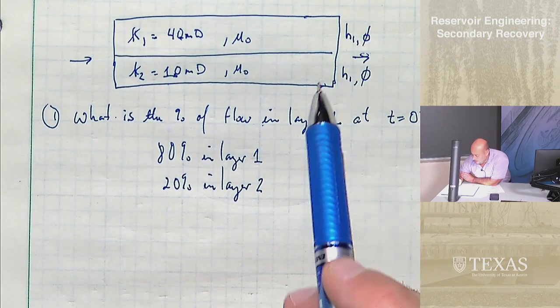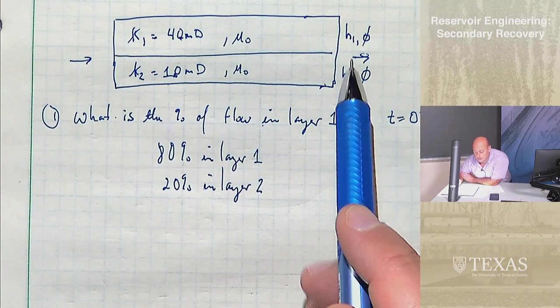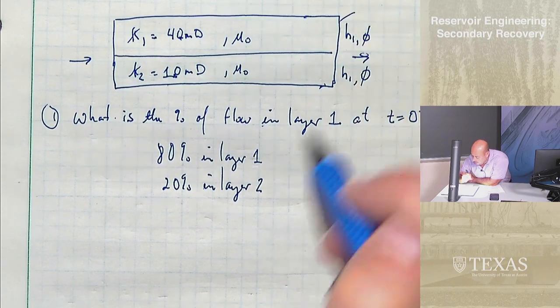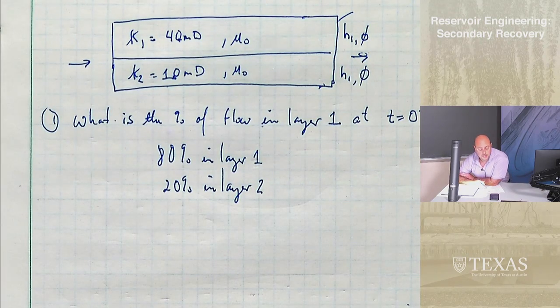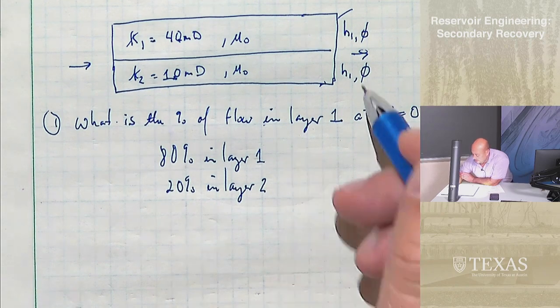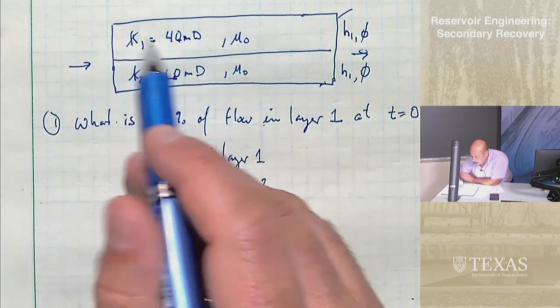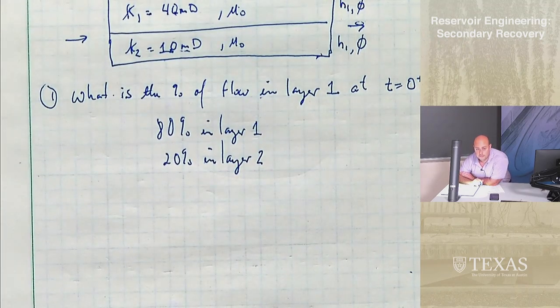Now, it'd be a little bit more complicated if the thicknesses were different, the porosities were different, the areas were different. And that's why we have these equations that I showed you, but this is just a back-of-the-envelope quick calculation. So if all these are the same and you have a permeability of 40 versus 10, 80% of the flow goes in layer 1.